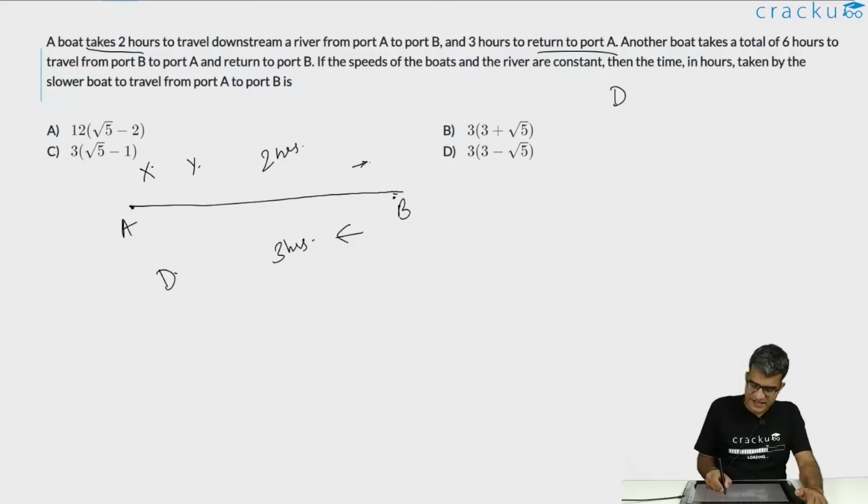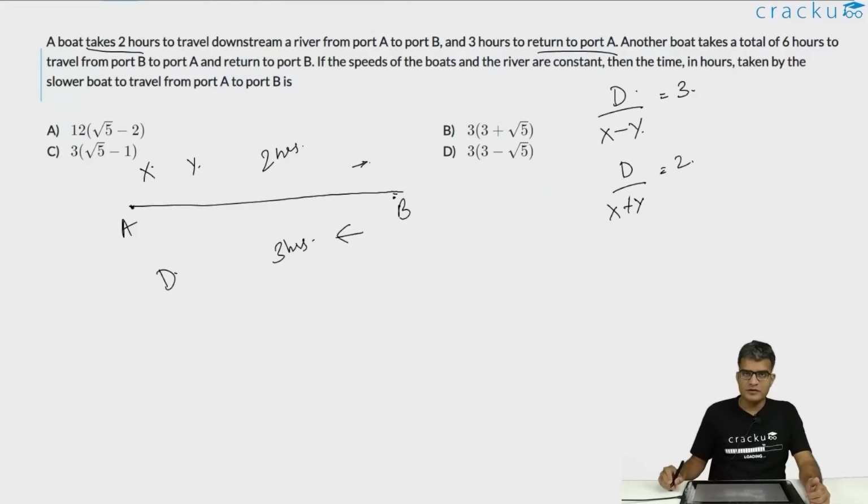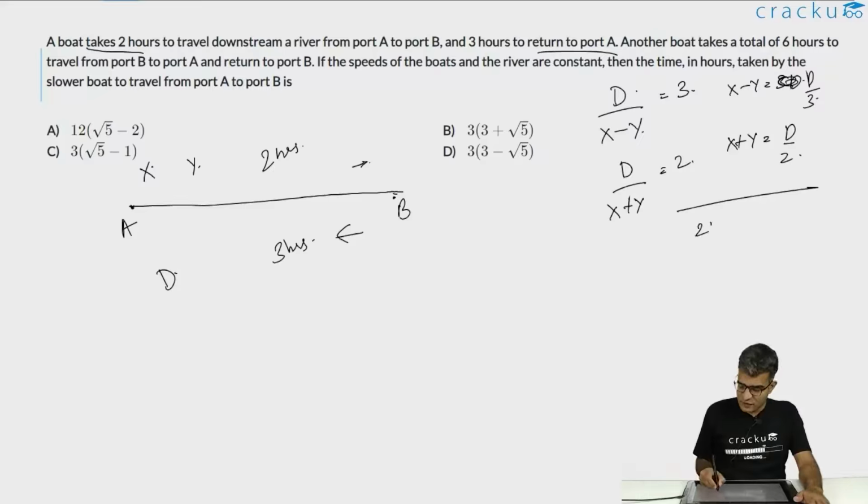We have D divided by x minus y, this is when it is traveling upstream, is equal to 3, and D divided by x plus y is equal to 2. If you take the reciprocals of both of them, x minus y is equal to D by 3, and x plus y is equal to D by 2. Or it would imply that the value of 2y is D by 2 minus D by 3, which is equal to D by 6. Or the value of y is equal to D by 12.